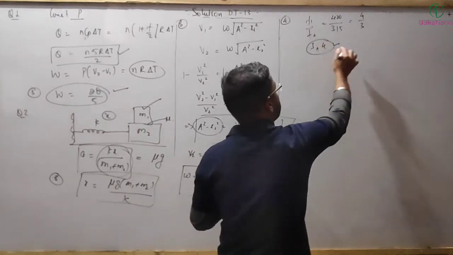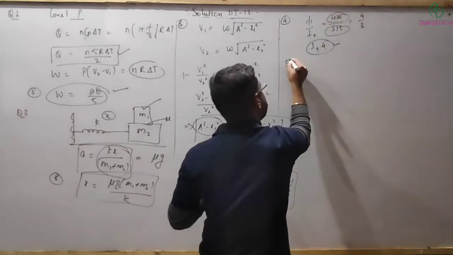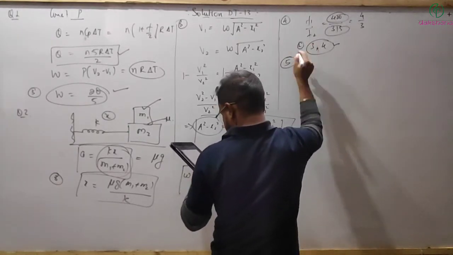So third and fourth harmonics will be the resonant. This is the third harmonic, this is the fourth harmonic. This is matching with option number 1. Next, question number 5.